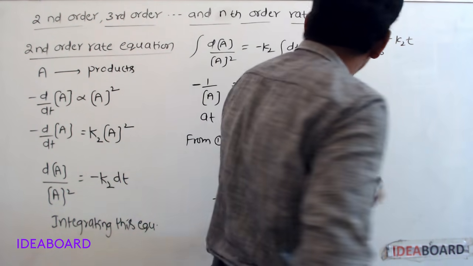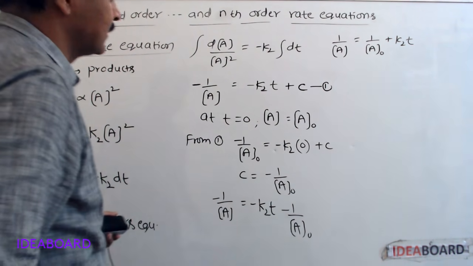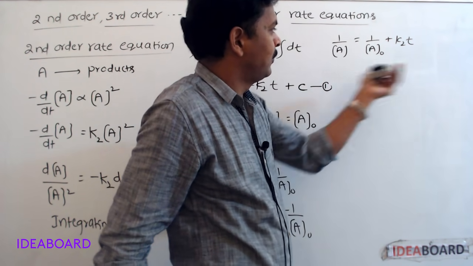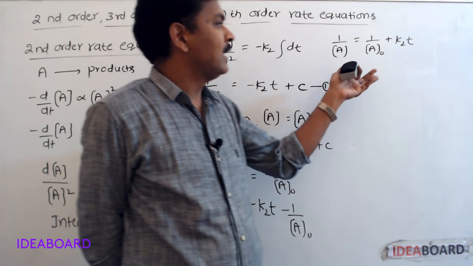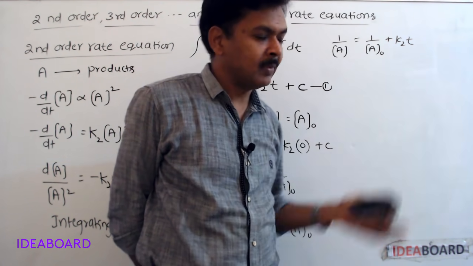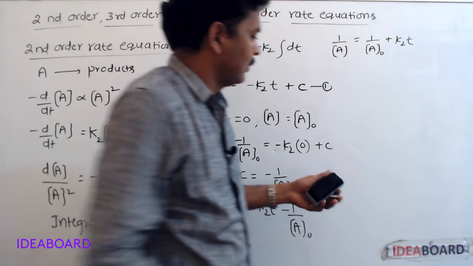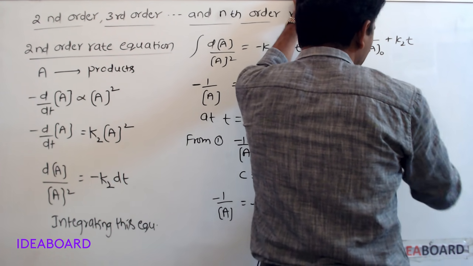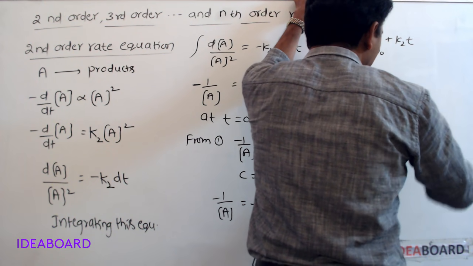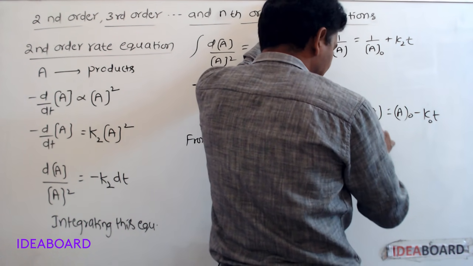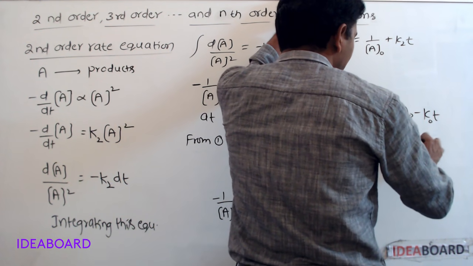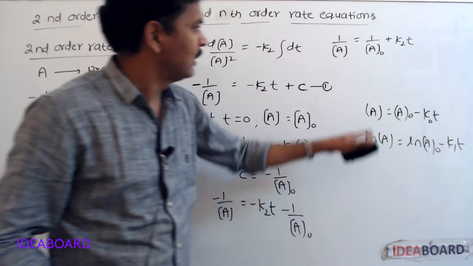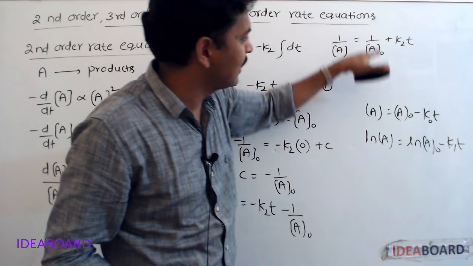Why I am writing like this: in the zero order reaction I gave like this, [A] is equal to [A] naught minus kt. First order rate equation: ln [A] is equal to ln [A] naught minus k1t. Zero order rate equation: [A] is equal to [A] naught minus k0t. First order rate equation I gave like this: ln [A] is equal to ln [A] naught minus k1t. That's why here I am writing 1 by [A] is equal to 1 by [A] naught plus K2t.